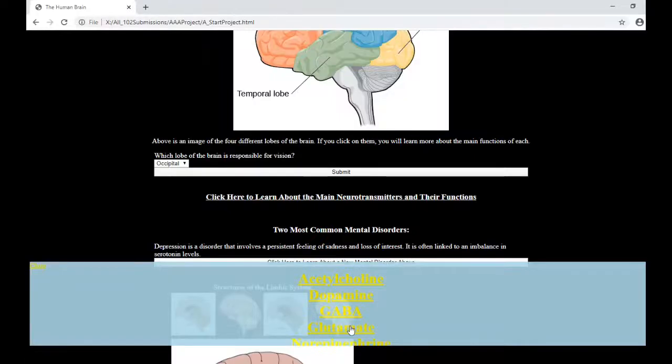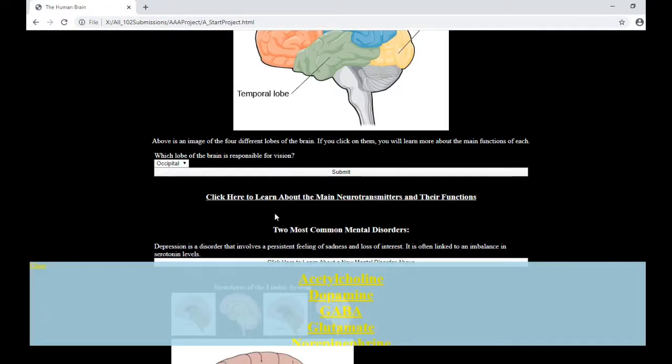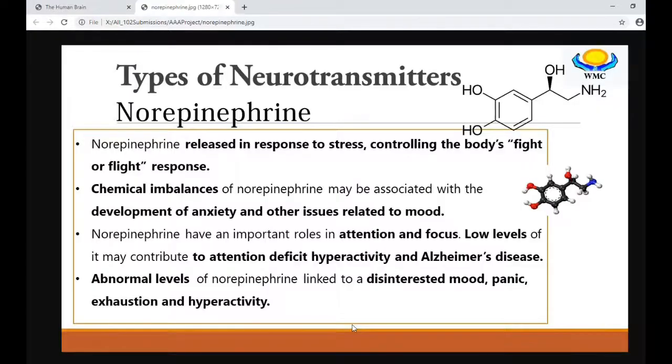Glutamate. It's an excitatory neurotransmitter. It's involved in learning and memory. And alcohol inhibits the reception of this. Norepinephrine. It's released in response to stress, so it controls the body's fight or flight response. Has important roles in attention and focus, so low levels of this may contribute to ADHD.